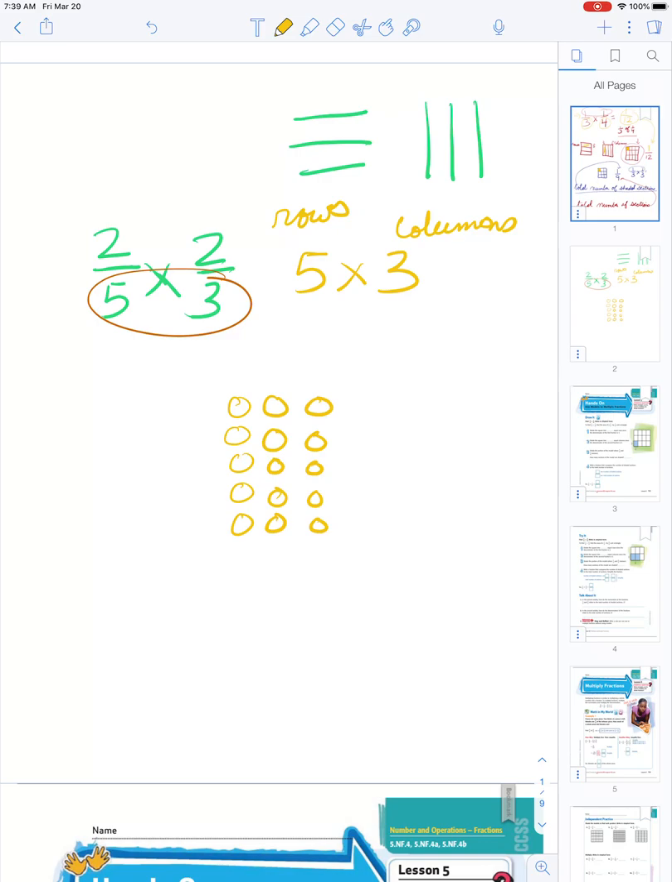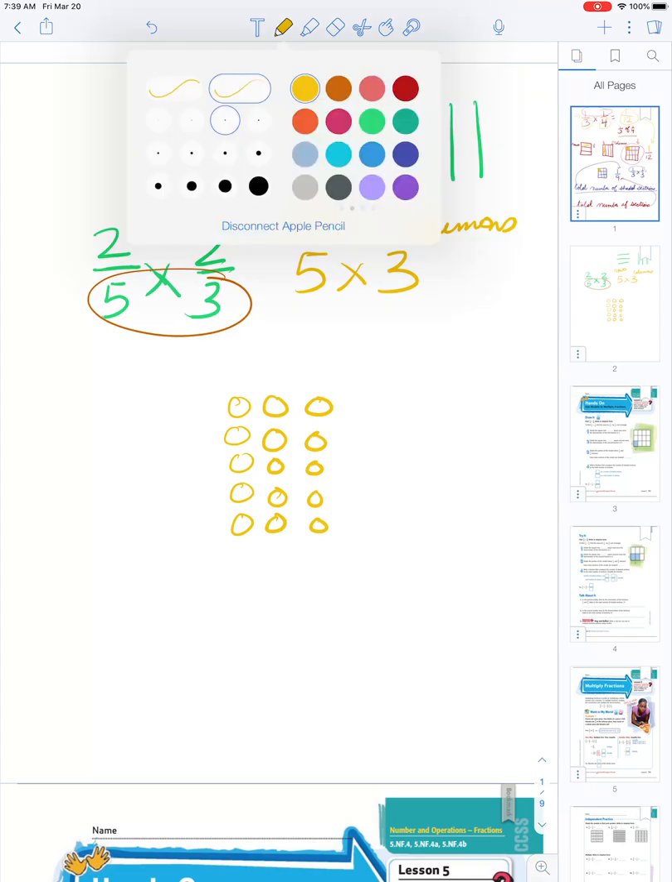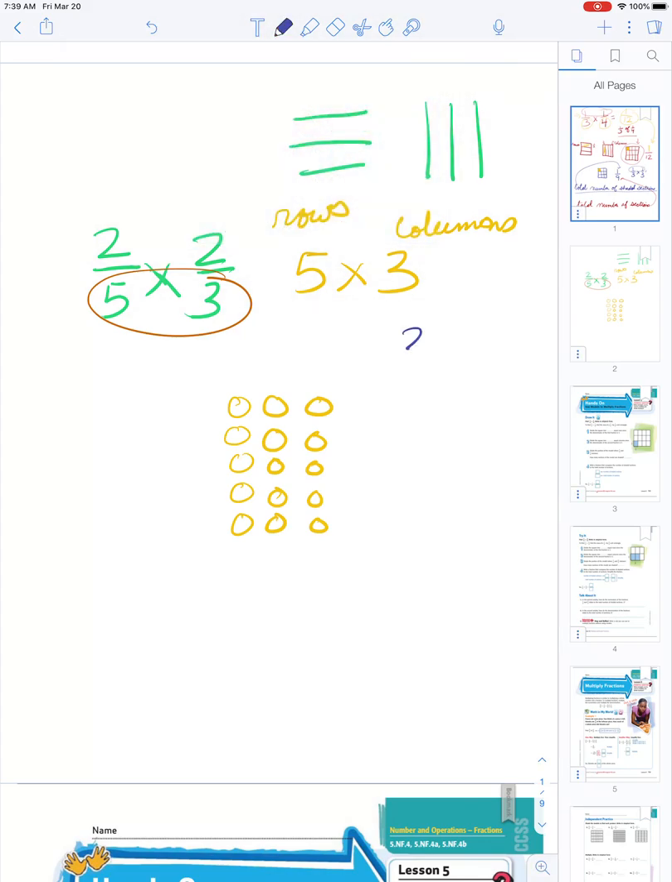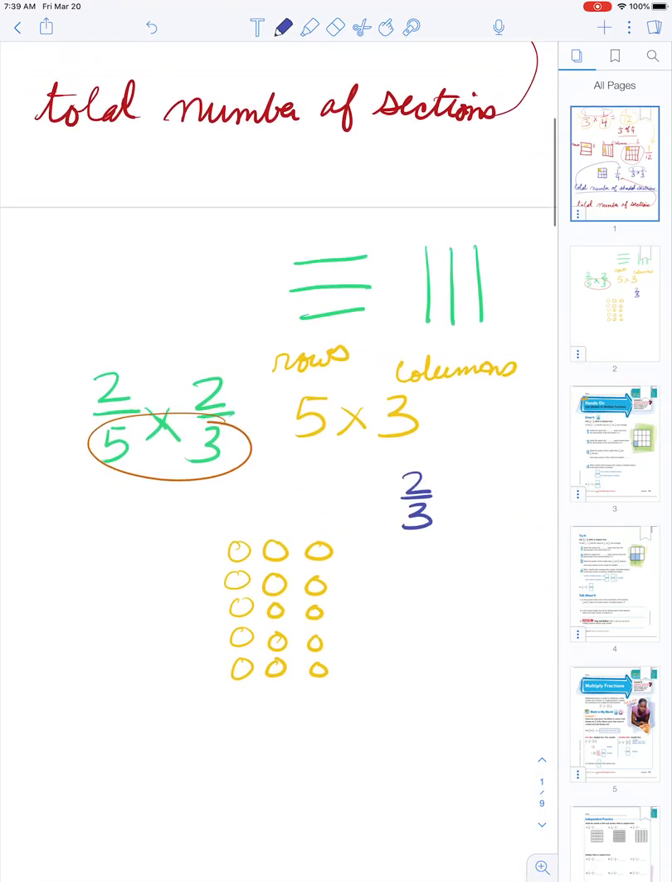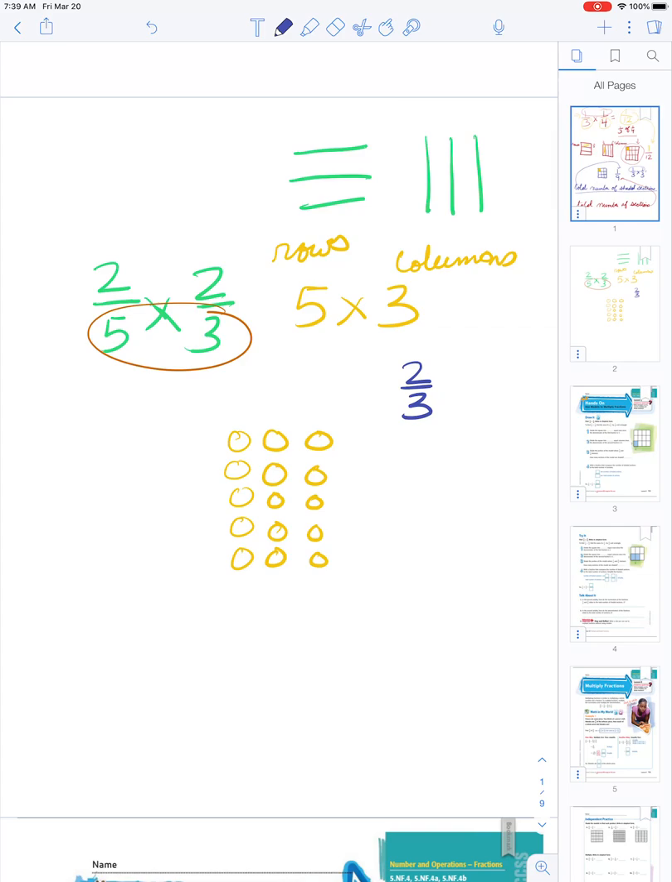So let's take blue, and we're going to cover 2/3 of the array blue. So what does this 2/3 tell me? It tells me that I'm going to take 2 out of the 3 columns. So 2 out of the 3 columns is 1, 2 columns. So I'm going to color in, not perfectly, but pretend I laid another blue tile over those yellows. This would represent 2/3 of this particular array.